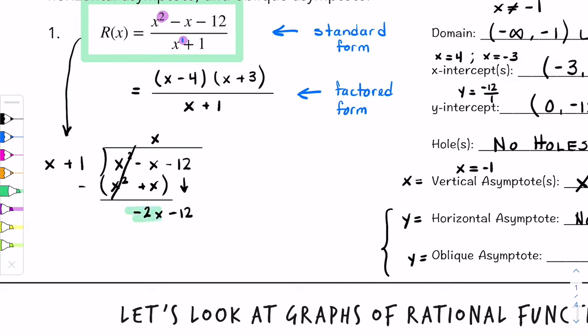Now we have negative 2x divided by x, which leaves us with negative 2. Negative 2 times x is negative 2x. Negative 2 times 1 is negative 2. Okay, we actually don't need to continue because we don't care what the remainder is. We are only looking for this quotient. So the quotient, or the answer, is also considered the oblique asymptote.